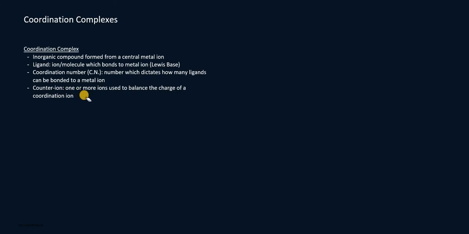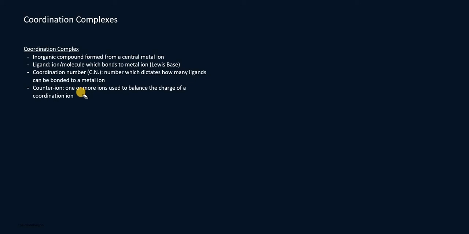And then the counter ion. Oftentimes coordination reactions are going to give you a charged product, either positively charged or negatively charged. Because of that, you'll need things called counter ions to balance the charge of the coordination ion. We'll look at this in more detail when we look at an actual example. But the counter ions are left up to you. You can choose which ions you would rather use to balance the charge. The only thing that is required is that the overall charge of your counter ions balances the charge of the product of your coordination reaction.